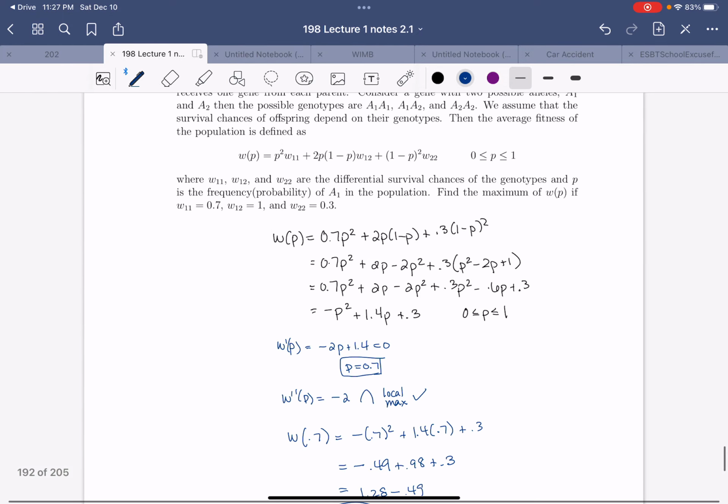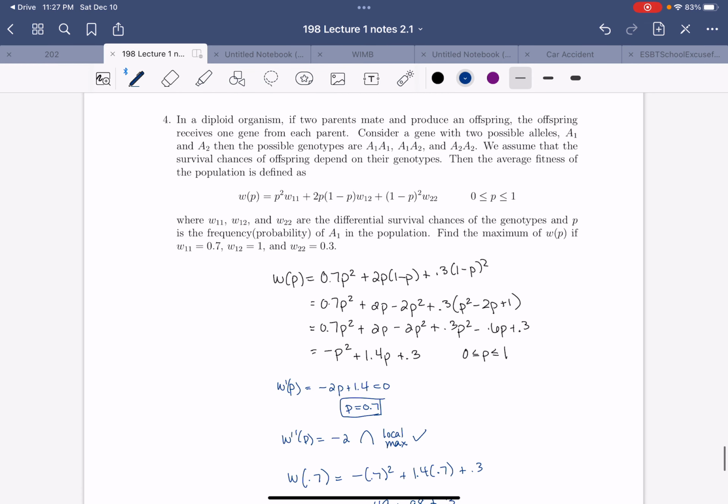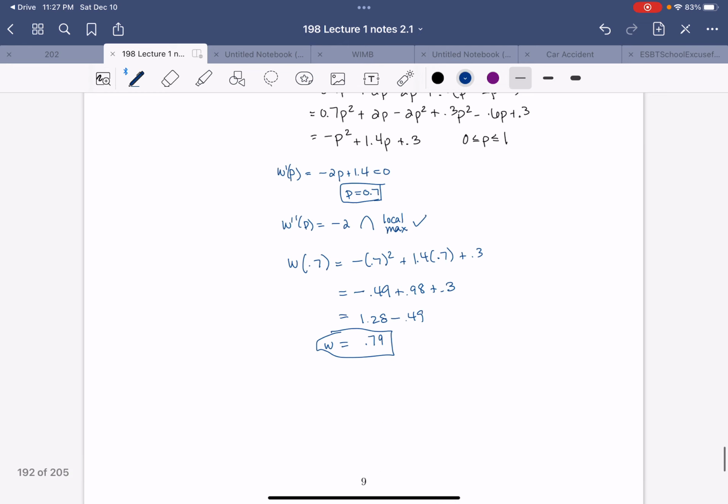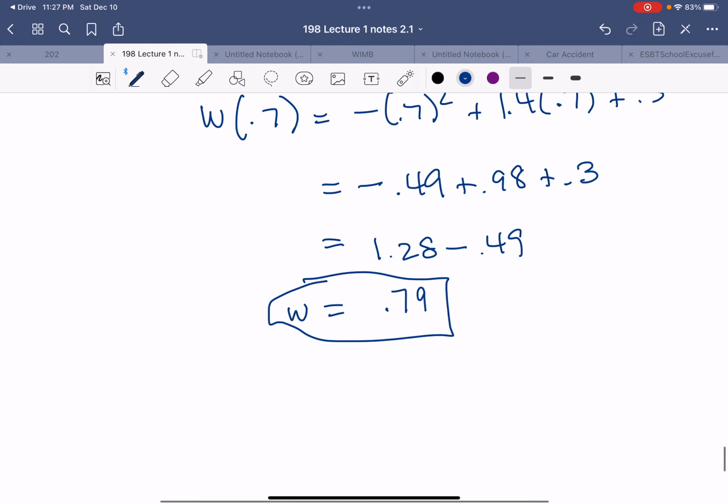And in context, W is the average fitness of the population. So the maximum fitness of the population is 0.79.